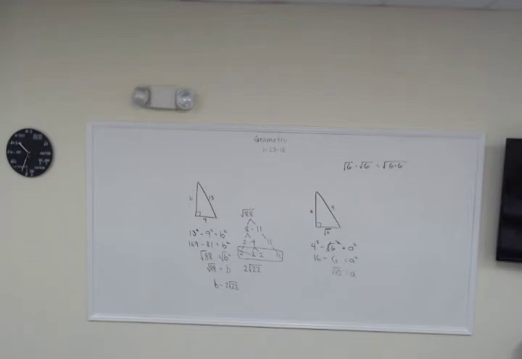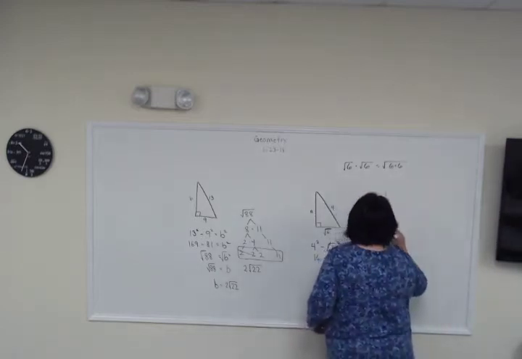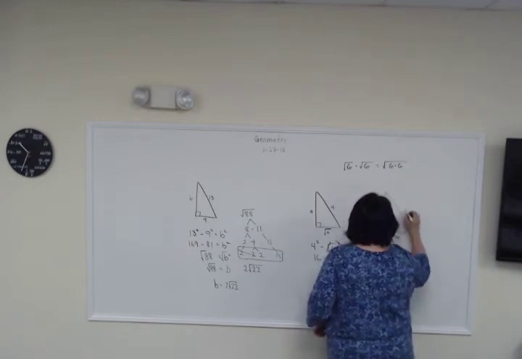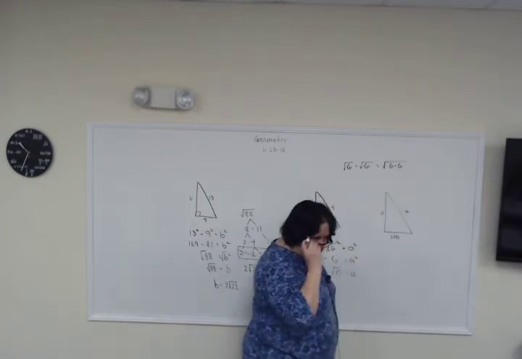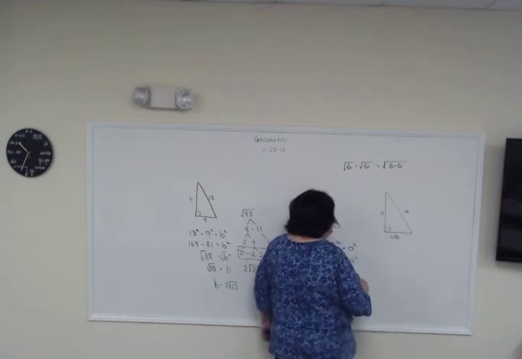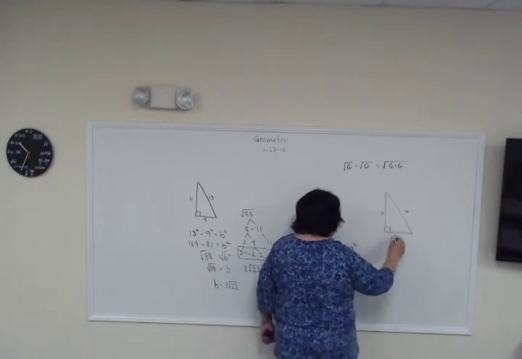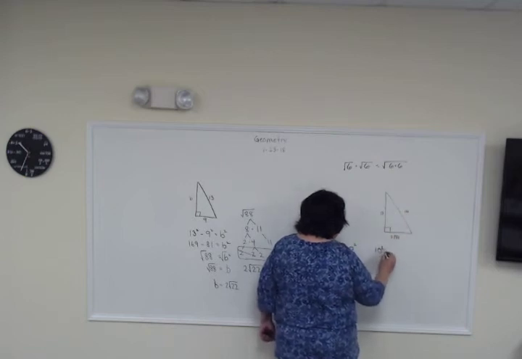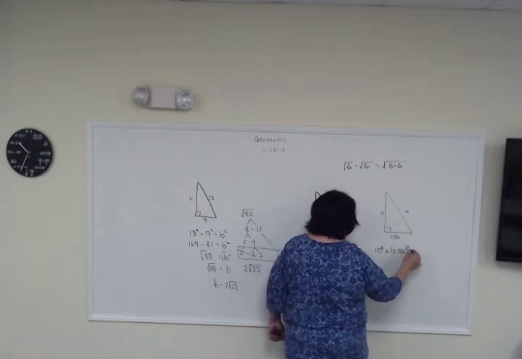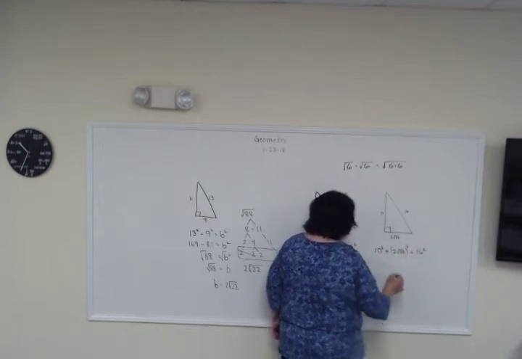I don't know how I would have done it. We have 10, 2 square root 39, 16. This is what we have. We want to know, is this a right angle? So we ask ourselves, does this squared plus this squared equal this squared? Does 10 squared plus 2 times the square root of 39 squared equal 16 squared?